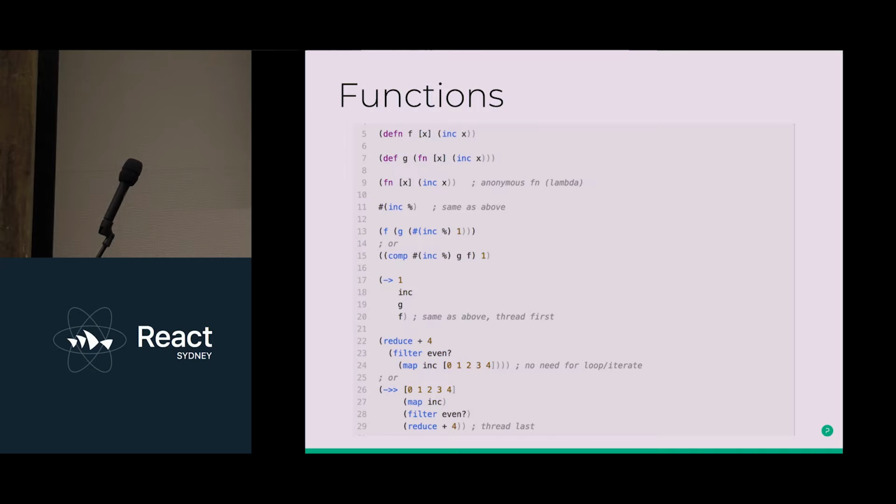It means evaluate this, put it through map increase on each one, filter even, reduce +4. So for you JavaScripters, it's better to be done like this. Like this is the list, map inc, filter even, and reduce.